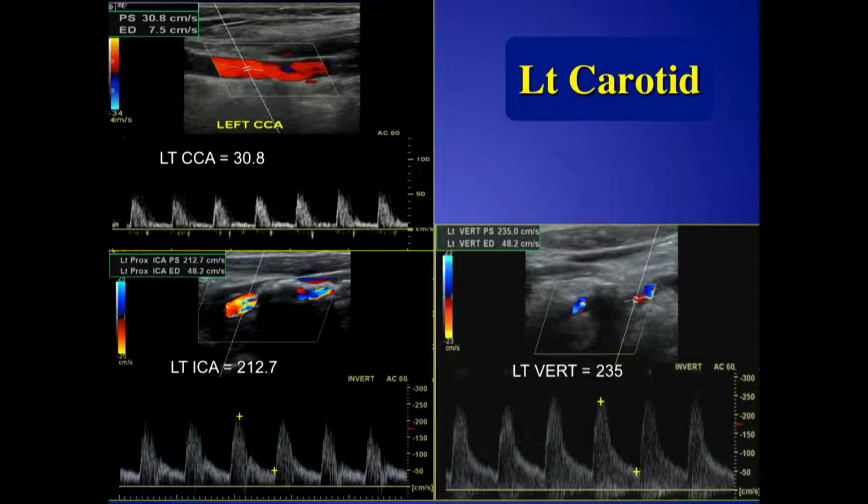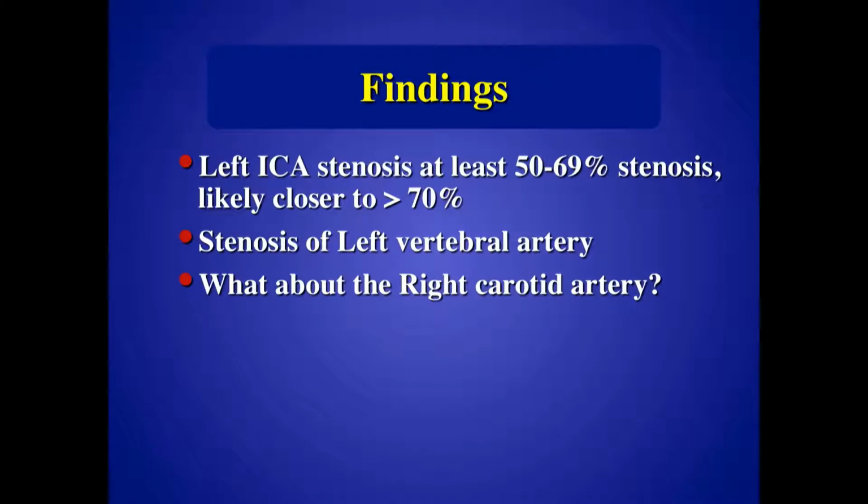I've never seen it. I don't think it's done. If you know a reference, please let me know. I have not identified it. I'm calling that a stenotic vertebral, and it's likely pretty tight. So far what we have is a stenosis in the ICA that's at least 50 to 69. If you do the ratio, it's really high. And we have a stenosis in the vertebral, but what about that right carotid, right?